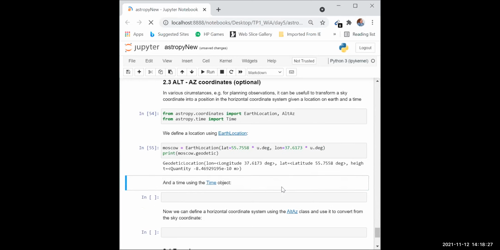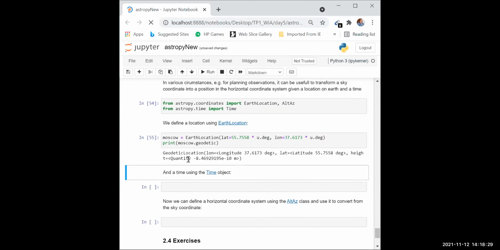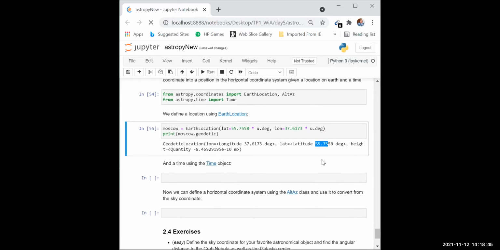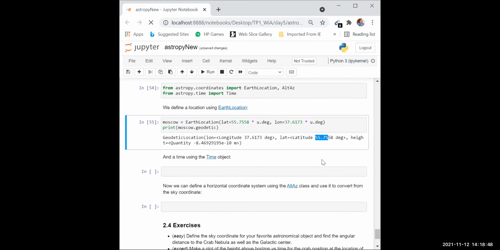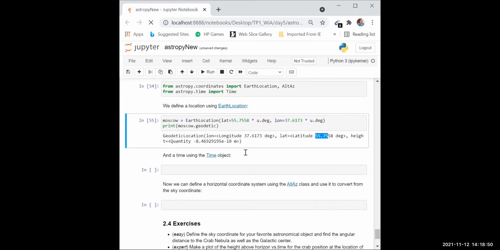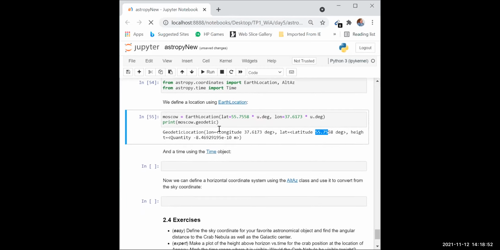So you have set your location as longitude 37.61 and latitude as 55.75. If there's somebody logged in from Russia, maybe they can check whether these things are right. And so print Moscow geodesic, and it is giving you all these details.